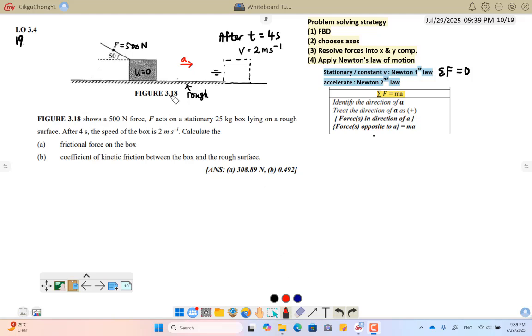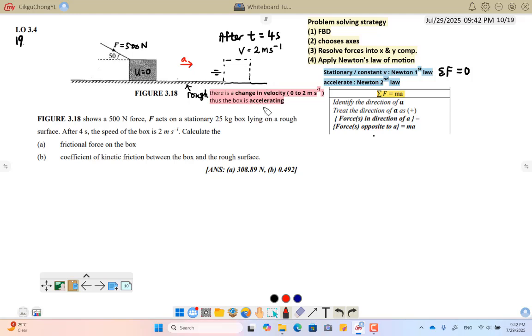Okay, so for this figure, we have a 5 newtons force acting on a stationary 25 kg box lying on a rough surface. After 4 seconds, we find out that the speed of the box becomes 2 meters per second. So there is a change in velocity from rest, 0, to 2 meters per second within 4 seconds. Thus, it is telling us that the box is accelerating.